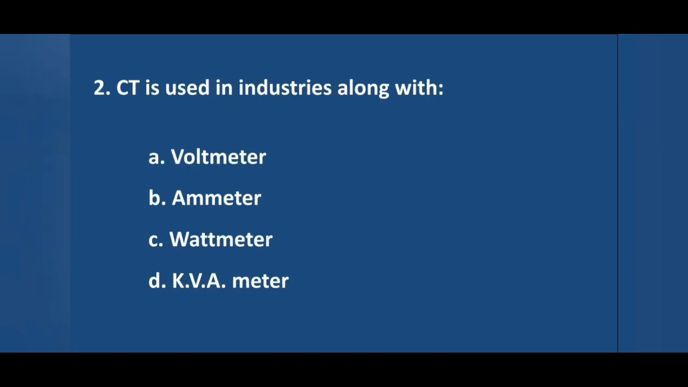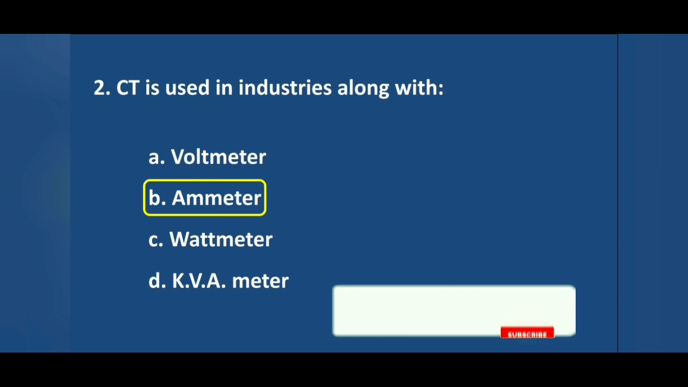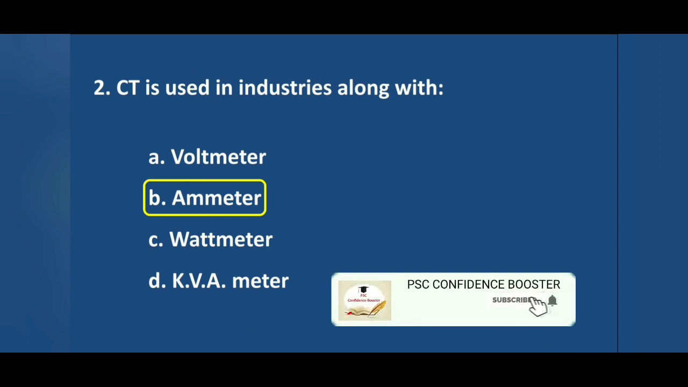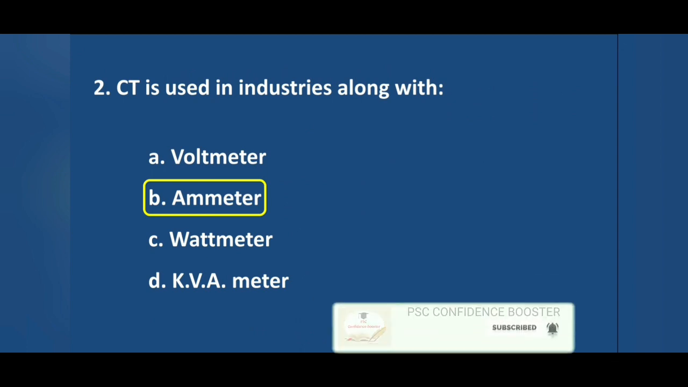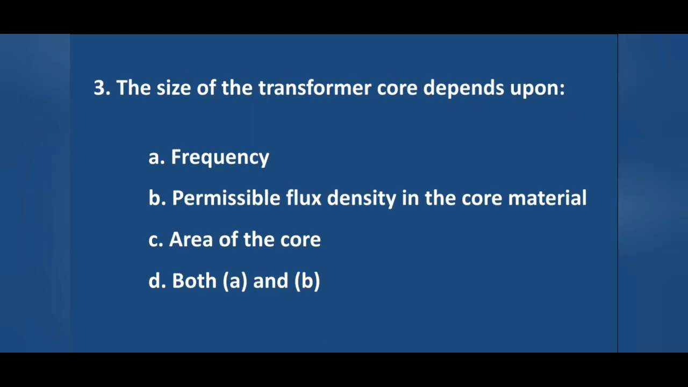Question number 2. CT is used in industries along with. Answer is option B, ammeter. Question number 3. The size of the transformer core depends upon. Answer is option D, both A and B.